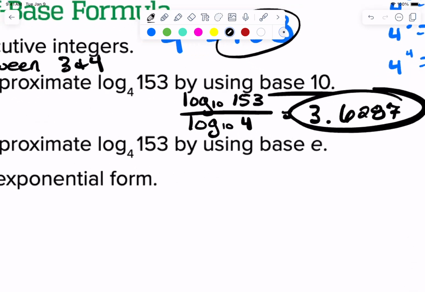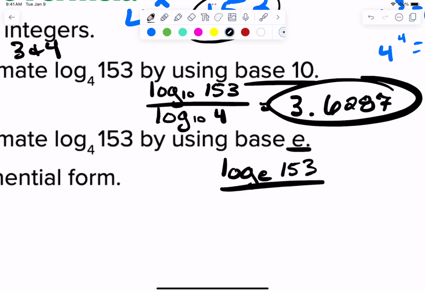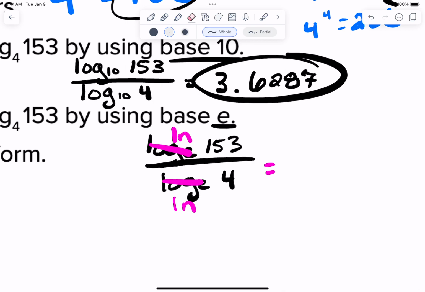Use the change of base to go to base e. So I want log base e of 153 over log base e of 4. What's log base e? It's the same thing as ln. So ln of 153 divided by ln of 4, you should get 3.6287.